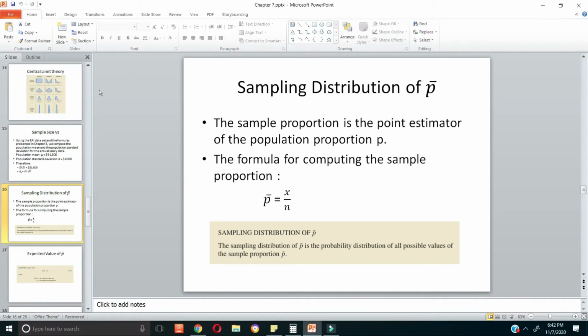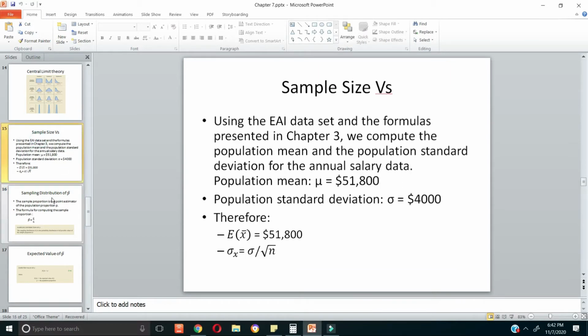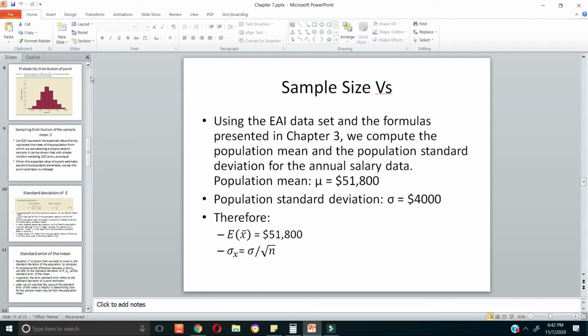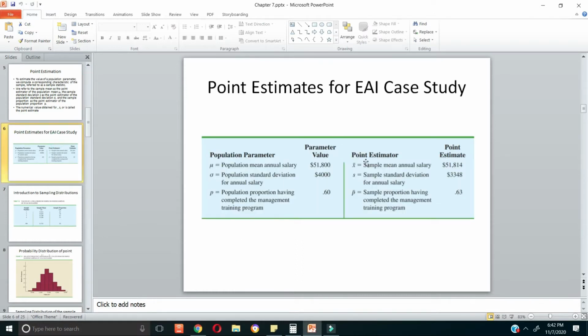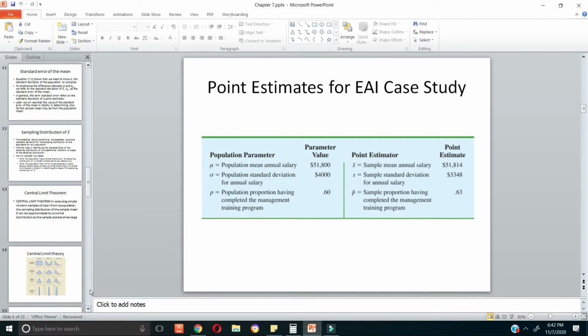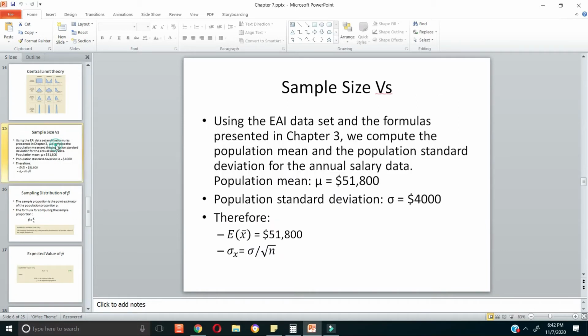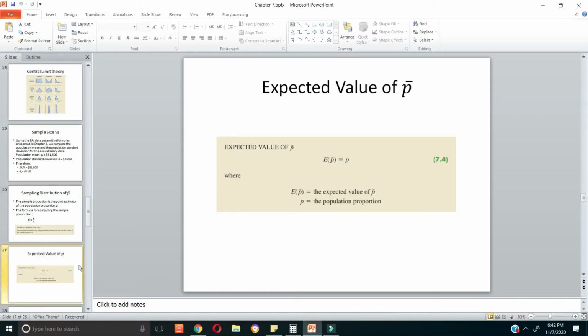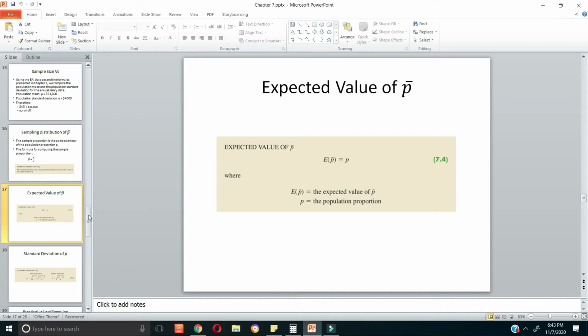By proportions, I mean, for instance, in the case study that we had before, 60% of the managers have taken a particular course. They have completed the management training program. In the sample, it is actually 63%, so it's a good sample. But we want to see how that value changes depending on the sample. And it does change according to our normal distribution rules.